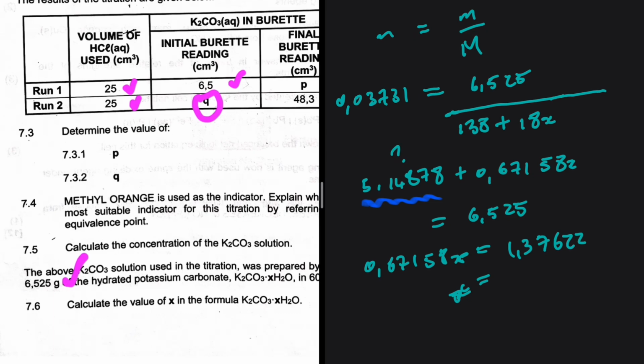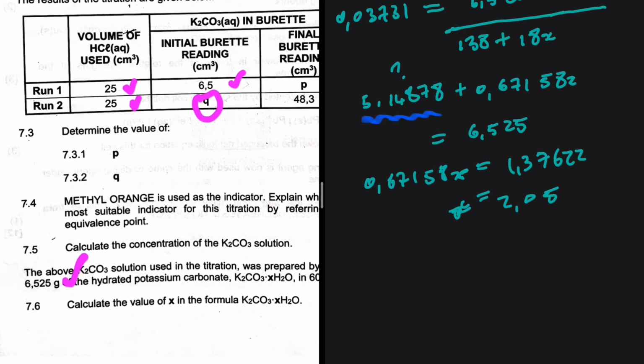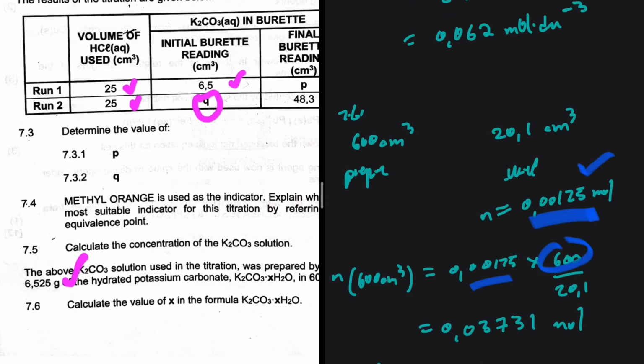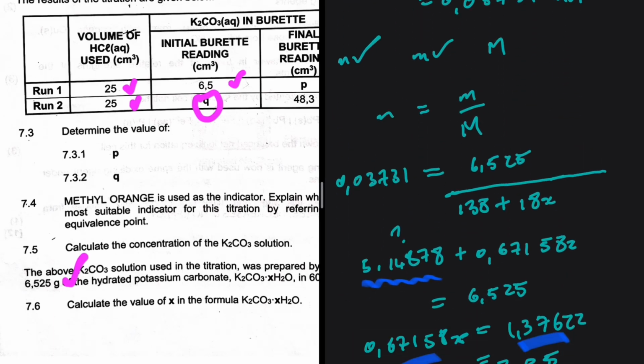Okay, moment of truth. I get 2.005. So can we say that X is equal to 2? Can you say that? Yeah, maybe, because I'm not rounding off here, that's why I'm not getting exactly 2. But there we go. X is equal to 2. When I use this approach, this is the answer that I'm getting.